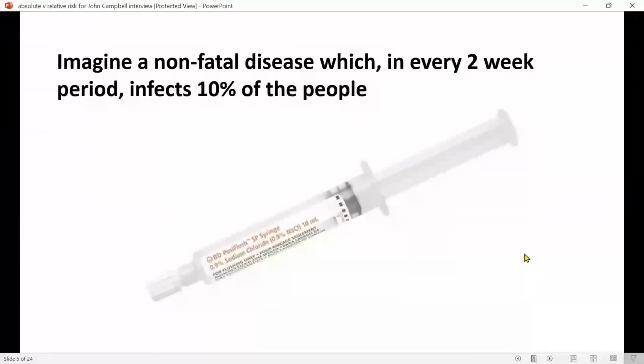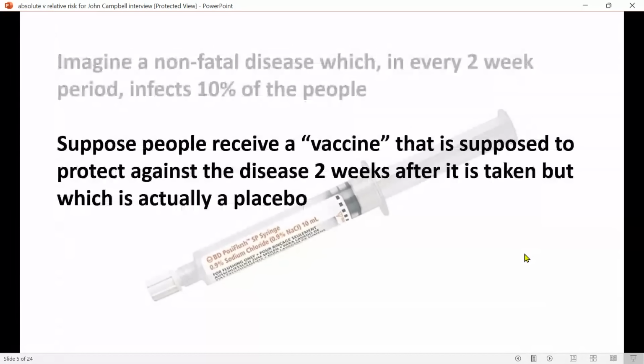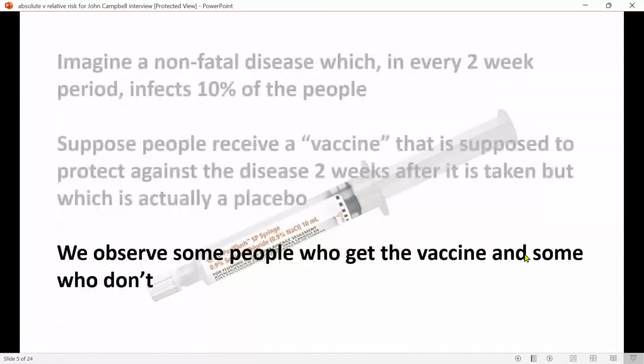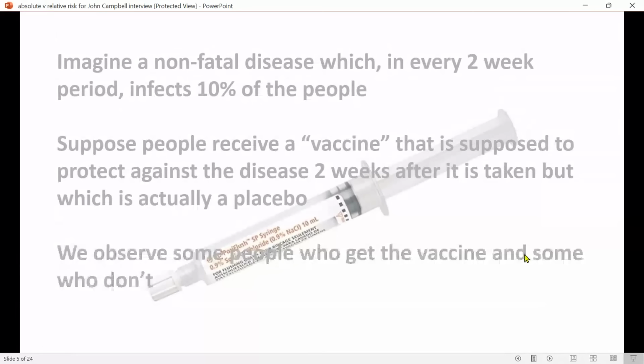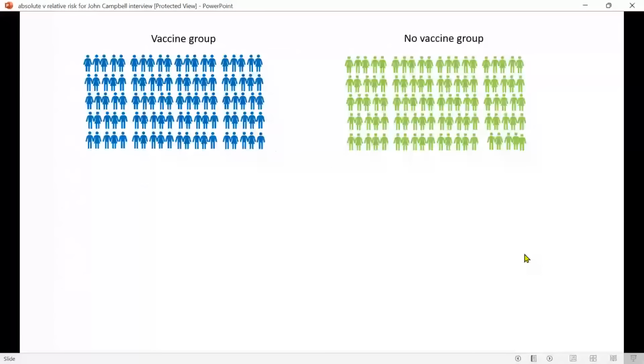Let's start with a generic example. Imagine you've got a non-fatal disease, which in every 2-week period infects 10% of the people. Suppose that people receive a vaccine which is supposed to protect against the disease 2 weeks after it's taken, but which is actually a placebo. So we're now going to observe some people who get the vaccine and some who don't. Let's suppose we've got 100 people in the vaccine group and 100 people in the no vaccine group.